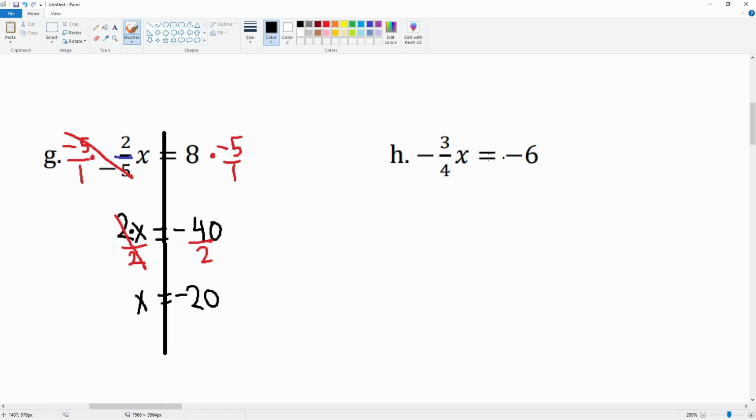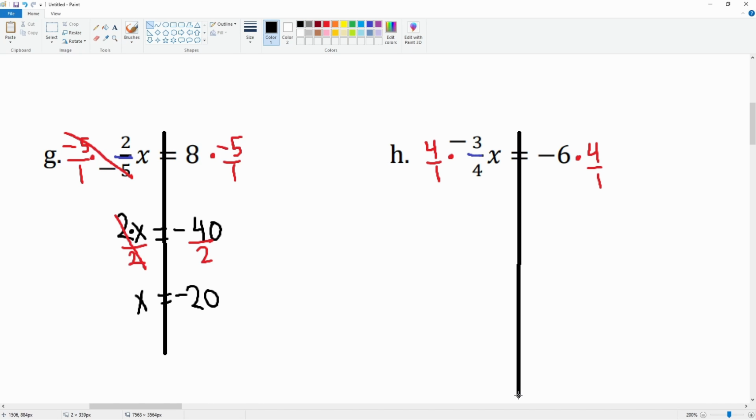Let's do H. It's the same process here. We have a negative number, so we just want to make sure we put it somewhere. This time I'm going to put it on the top value. You're going to see we do the same process. You see a divide by 4. How do I get rid of a divide by 4? Well, I'm going to multiply by 4 over 1 to both sides. What do I mean by sides? Let me draw the line down so you can see the left and the right.